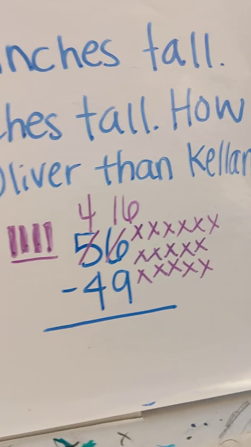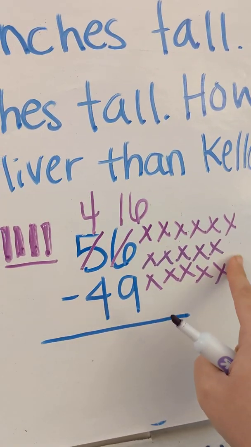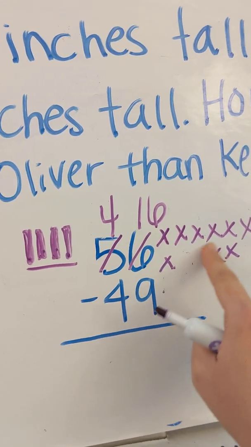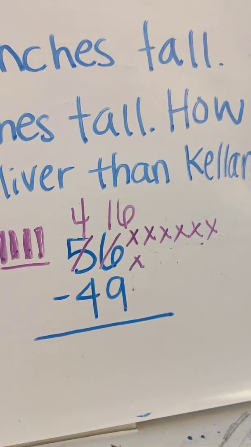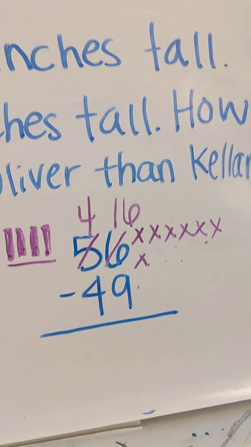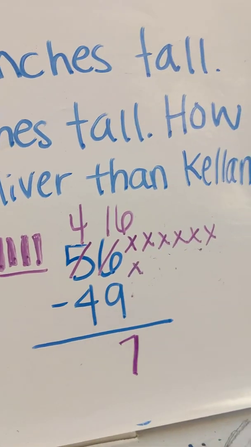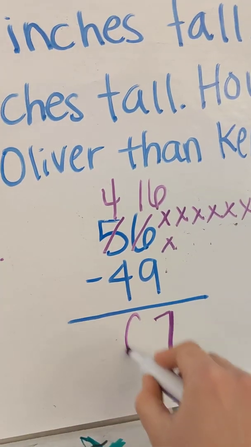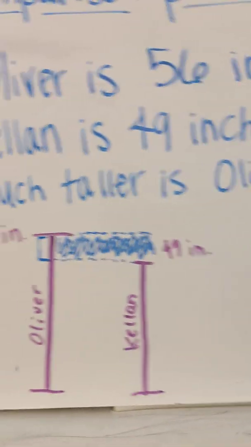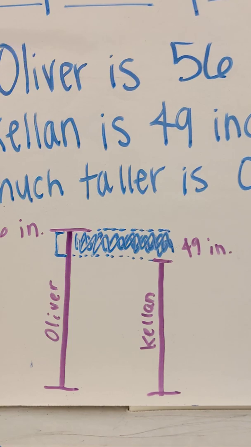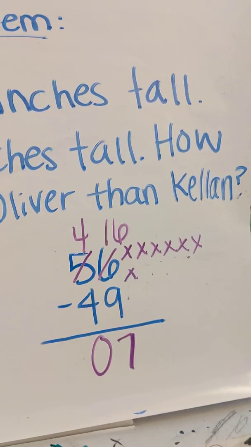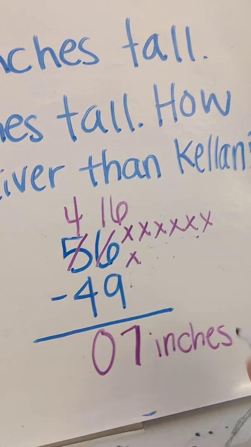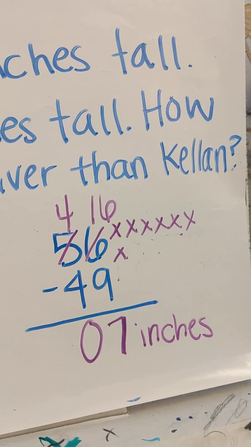Now we have enough to subtract 9. So I'm going to go ahead and erase 9. 1, 2, 3, 4, 5, 6, 7, 8, 9. How many ones do I have left? Very good. I have 7. And now 4 minus 4 is super easy. I'm going to erase this. I have 0. So the difference between Oliver and Kellen is 7 inches. And remember, anytime I'm working with measurement, I always put the unit of measure at the end.